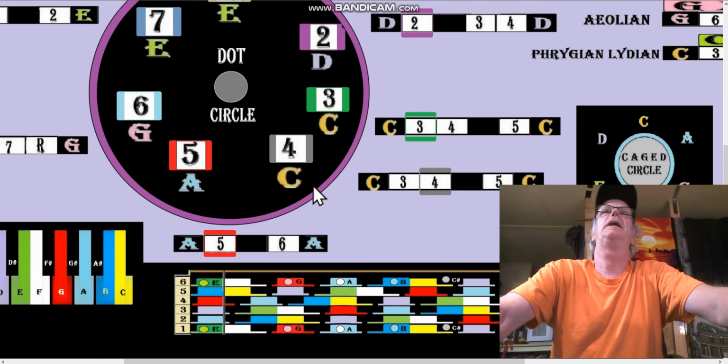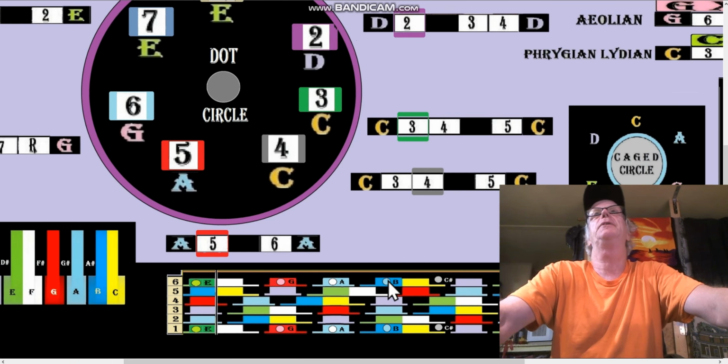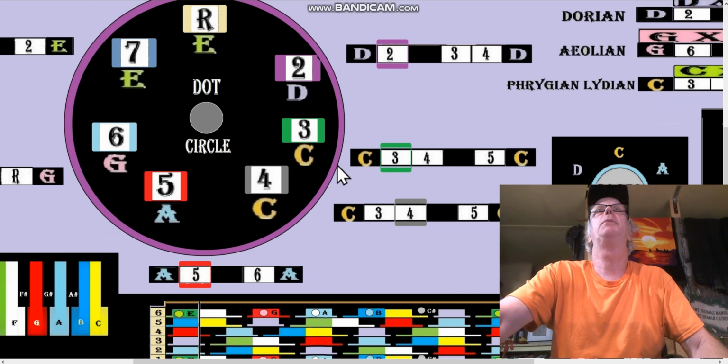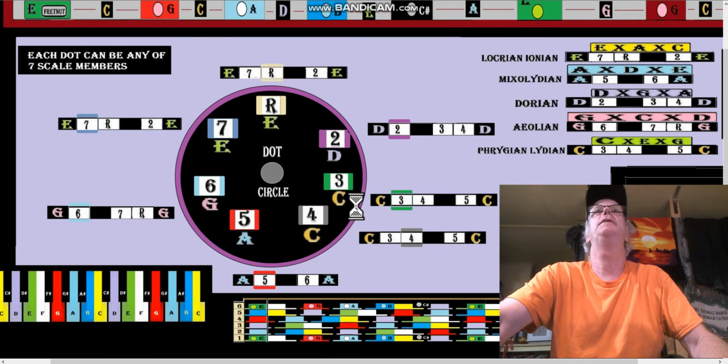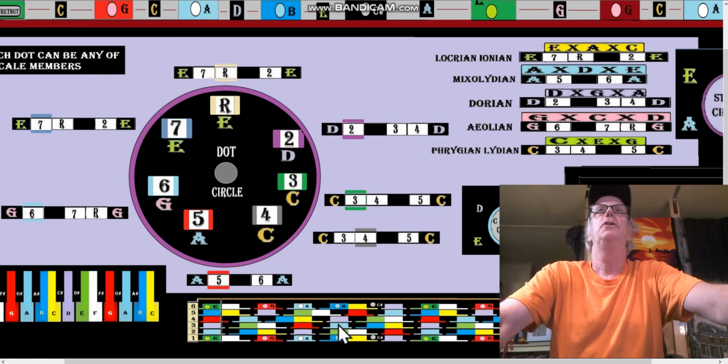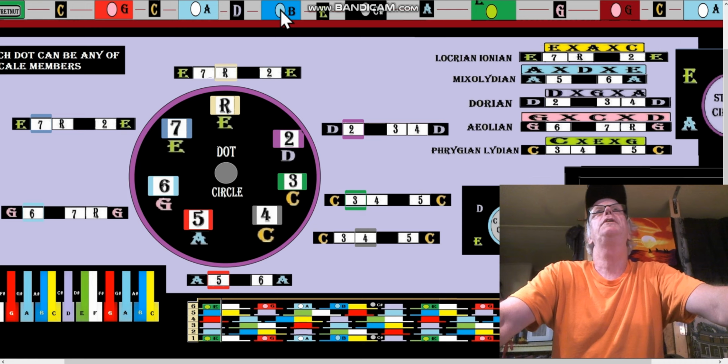So an example would be the B dot. If you have the B dot, how would we use it? What would the B dot be? Let me see if I can get everything in one view here. So way down here we have our little B dot. Here's the B dot. What is B? B would be the 7th of C. So over here you'd use the E pattern for the 7th. B is the 7th of C.